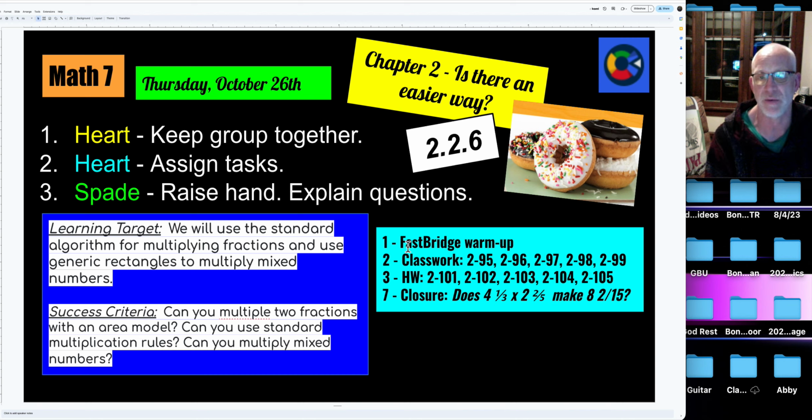When you come in today, we're going to do our fast bridge warm-up. That's going to be 8, 9, 10 minutes. The quicker we get started, the more efficient we are, the quicker we can finish up with our warm-up. From there, we're working on our classwork, 295, 296, and then 297, 298, 299.